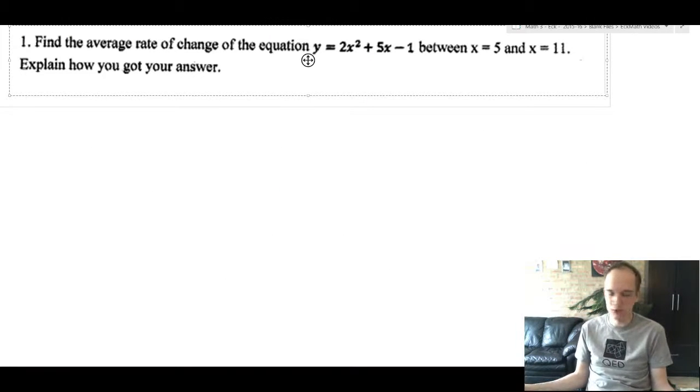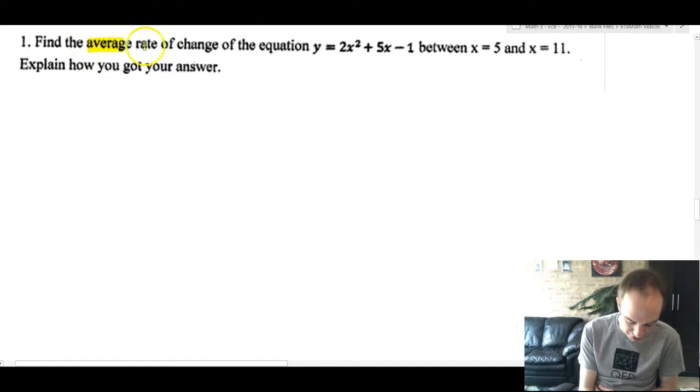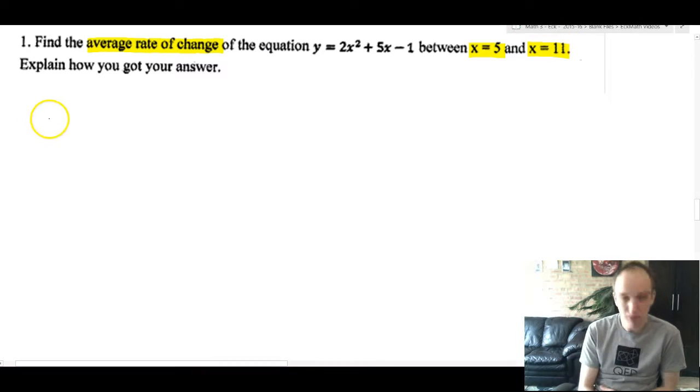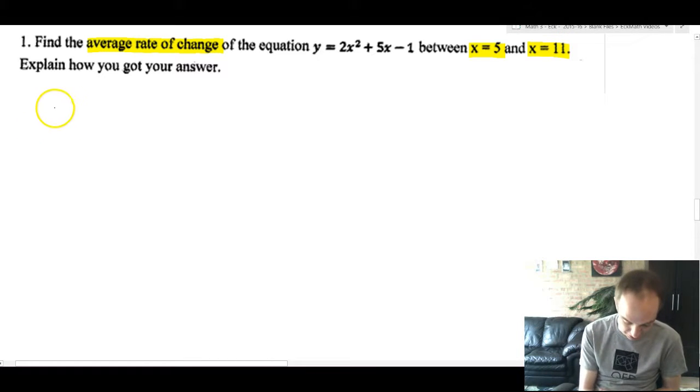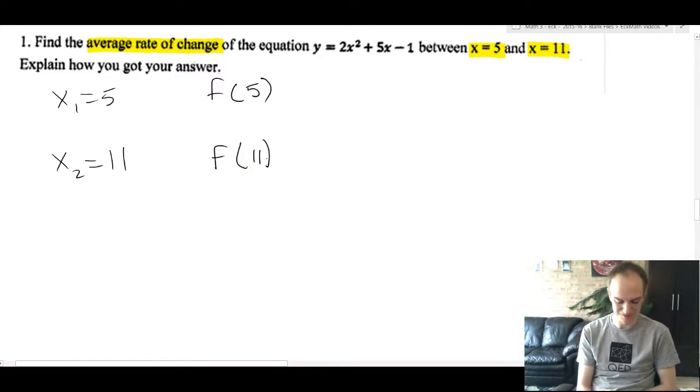So in contrast to the last two problems, this problem's a math problem. There's no story involved, there's no units involved. It just says, find the average rate of change, and it gives you two x values. So you can go straight to the difference quotient. x1 is 5, x2 is 11. You're going to need to know what f of 5 is, and what f of 11 is. I'm switching to function notation because of this y; just replace this y with f of x to match our difference quotient.